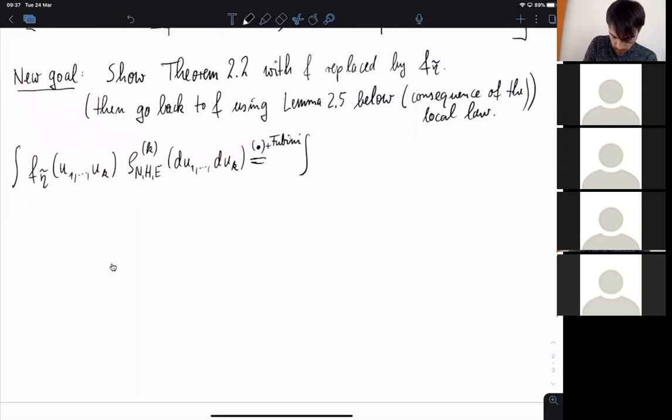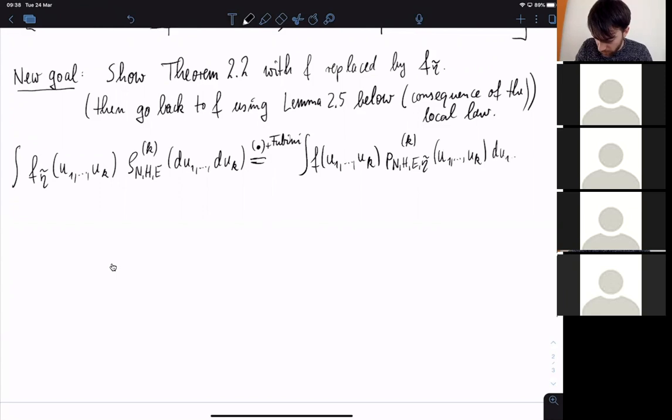So it looks as follows: I get an f of u1 up to uk, then I change the order of integration, and then I get a new function p_{n,H,E,eta tilde}. The notation is a bit complicated, but this is just notational complication. I guess the interpretation is quite clear. So this you should think of as being a smoothed out k-point correlation function.